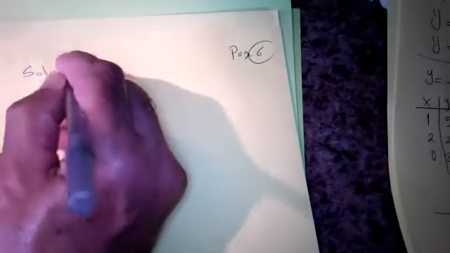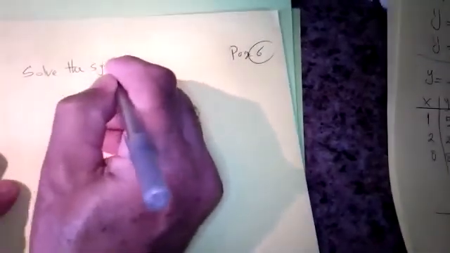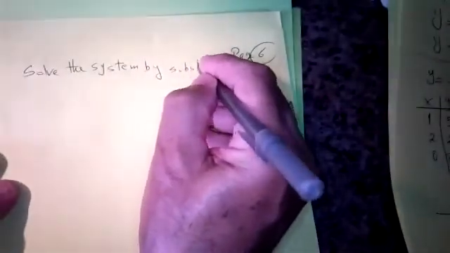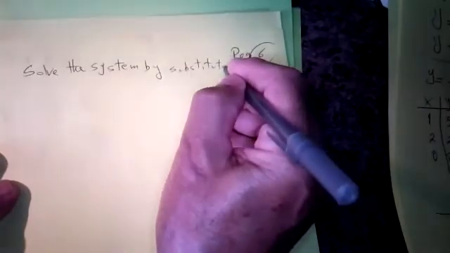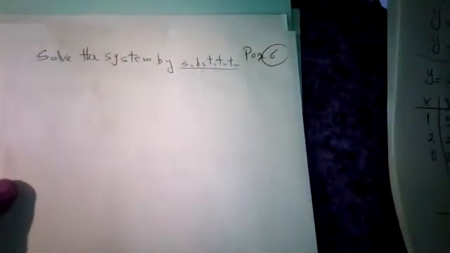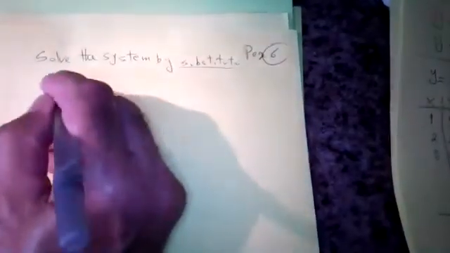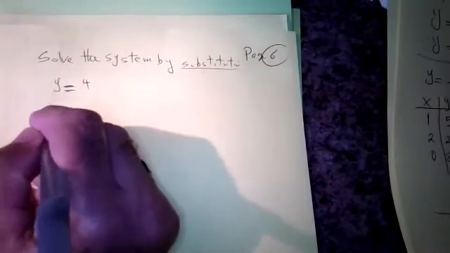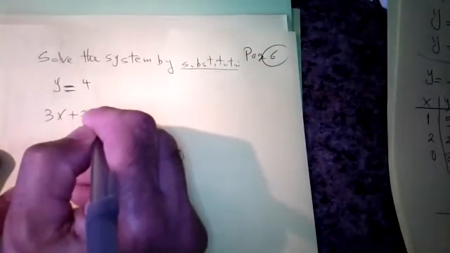There is another one. Solve the system by substitution. If you don't specify what method, then you could use any method: graphing, substitution, or elimination, which I will explain very soon. Y is 4, and 3x plus 2y is -5.